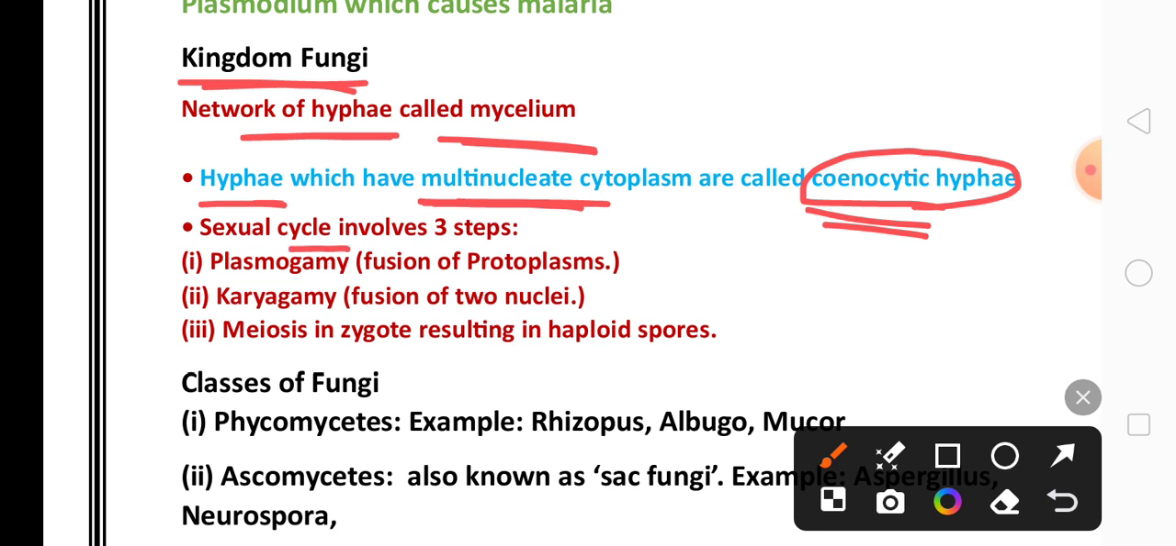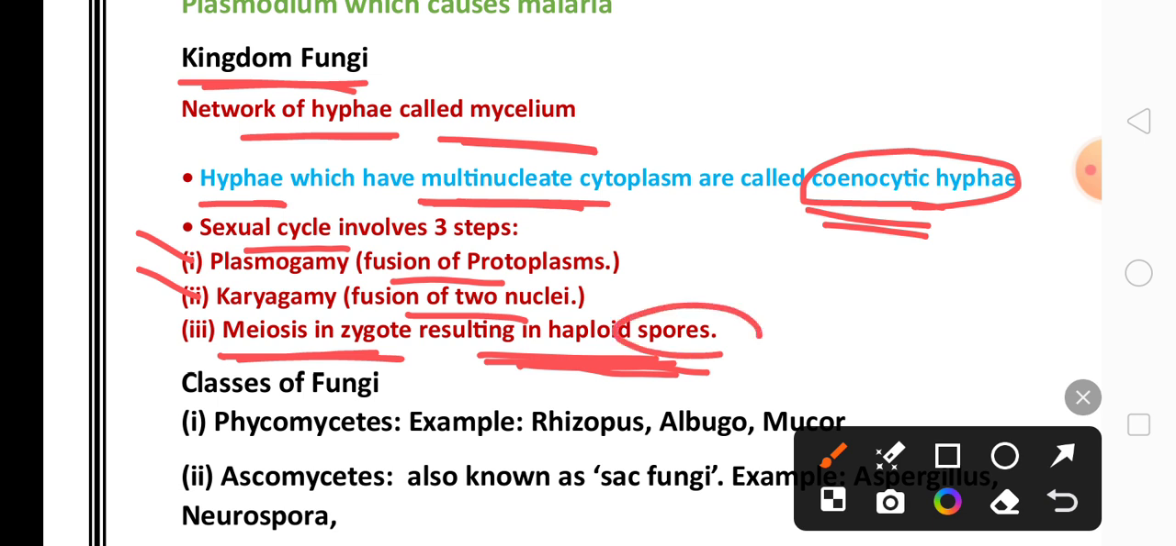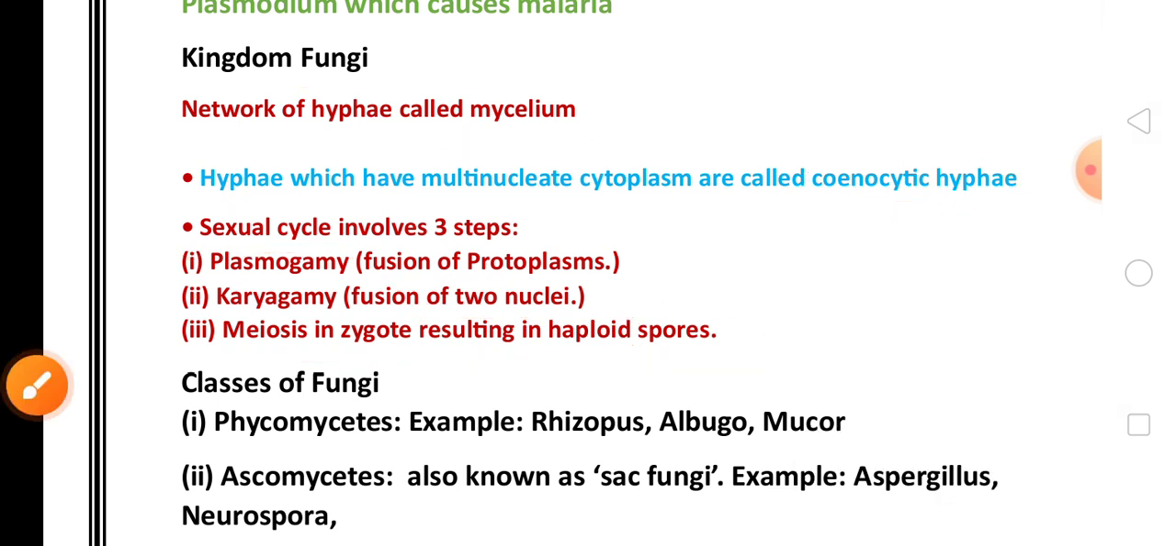In fungi, three types of reproduction, including sexual reproduction, we can find. If protoplasm undergoes fusion, it is called plasmogamy. If two nuclei undergo fusion, it is called karyogamy. And when meiosis in zygote results in the formation of haploid spores, those spores also can develop into new individuals.